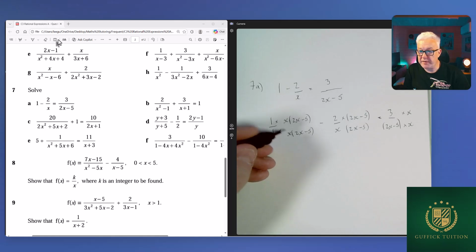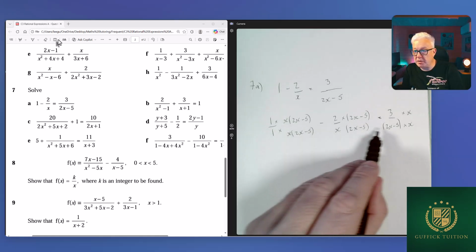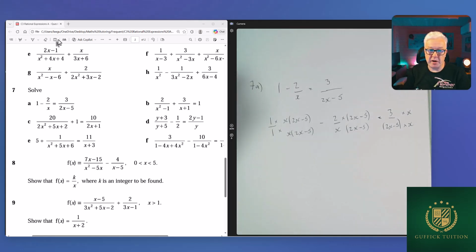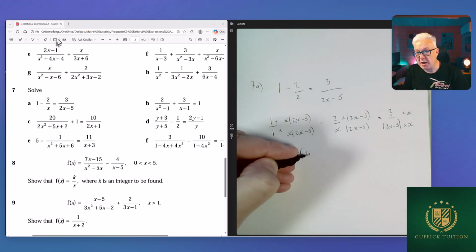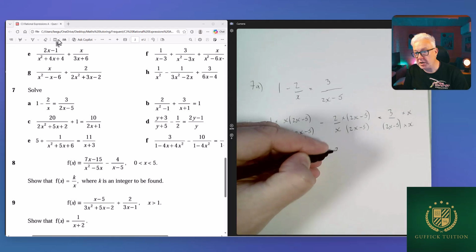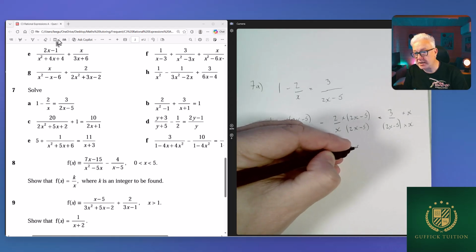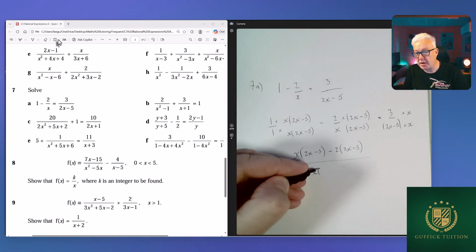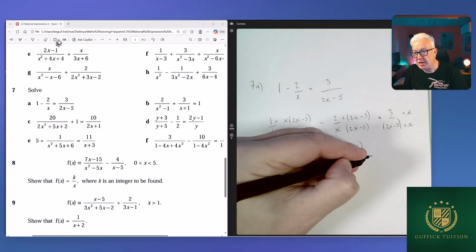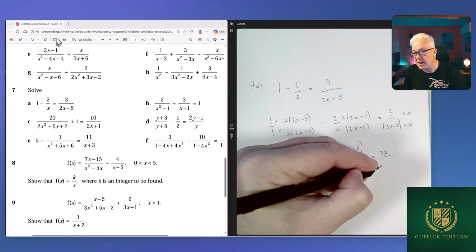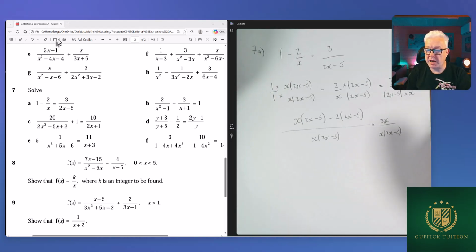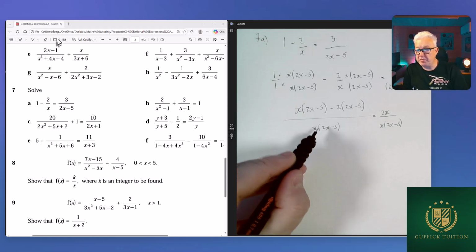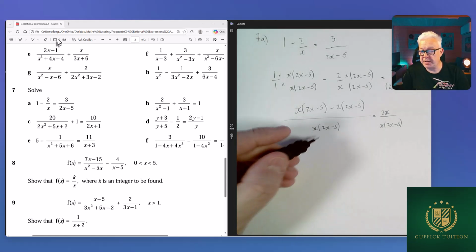So we have now got, in fact, because every single one of these three terms is over x times 2x minus 5, I can write them over a single fraction. So on the left hand side we have x(2x minus 5) minus 2(2x minus 5) all over x times 2x minus 5, is equal to 3x over x times 2x minus 5. So now that everything's been combined to having a common denominator, we can effectively multiply both sides by this common denominator.